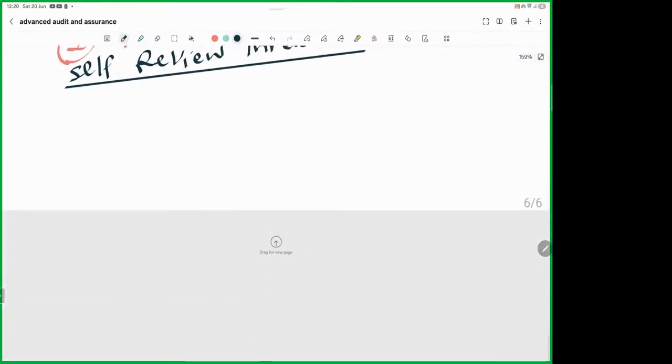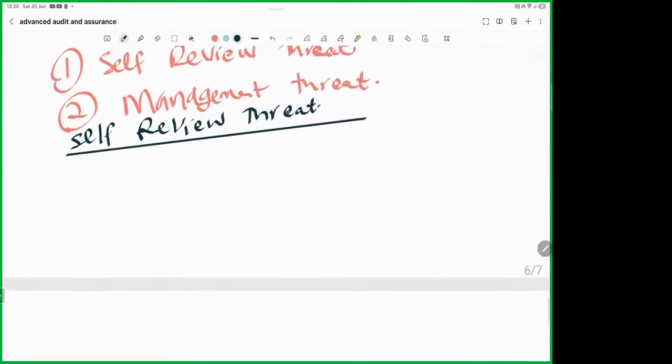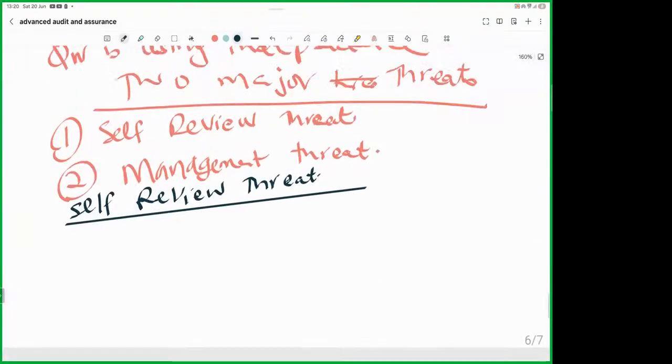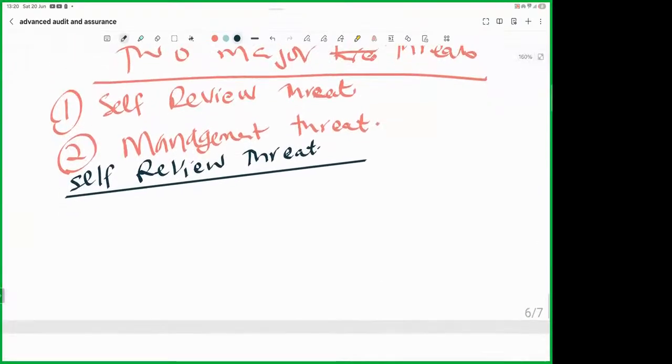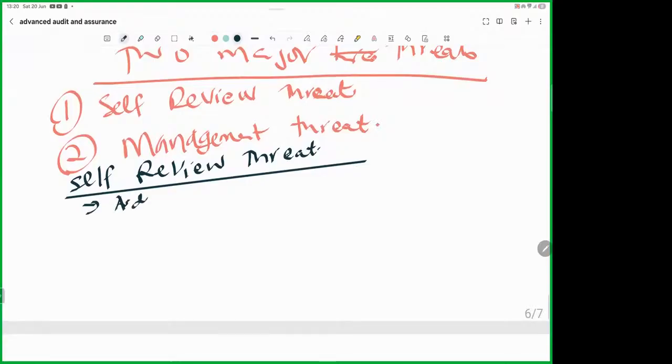Self-review threat. You know, reviewing your own work. Yeah, that's self-review. So what do we mean with this? That the auditor may audit his own work.